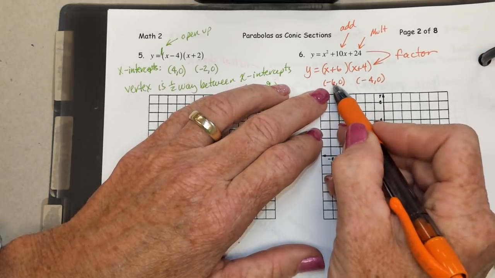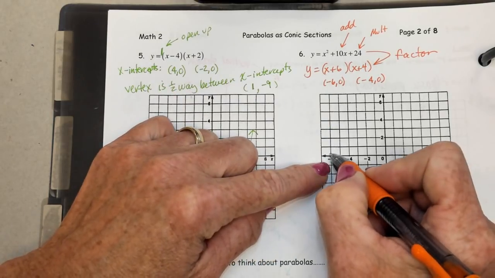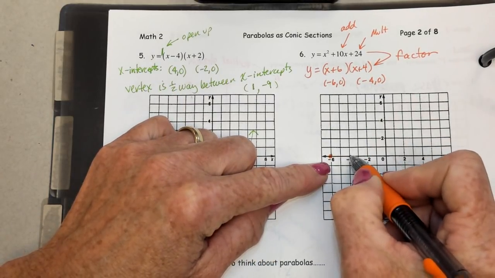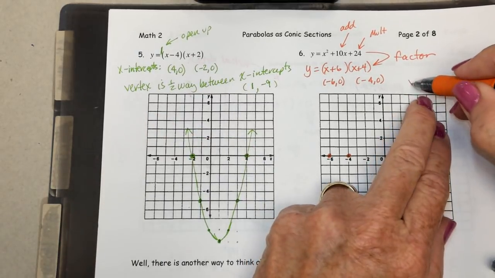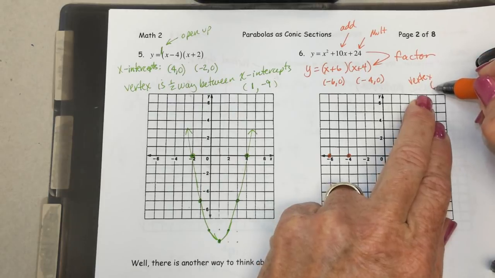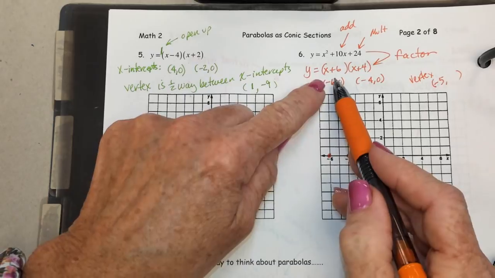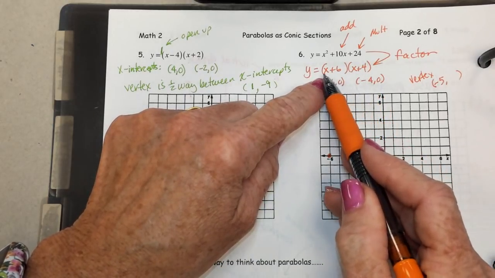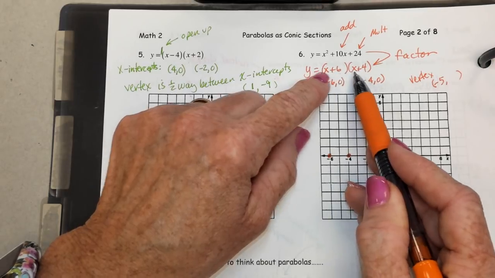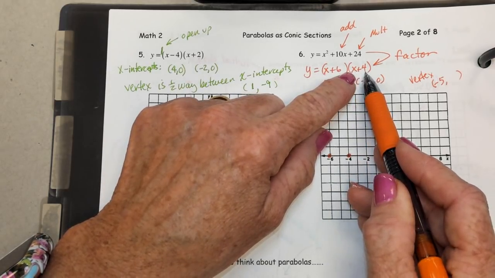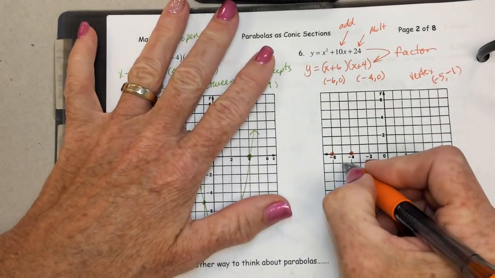Remember, in the parentheses, opposite sign. So -6, 0, -4, 0, right there. We know the vertex is halfway in between. That's going to be at -5, comma something. Plug a -5 in, and it's easier to plug the -5 into the factored form. -5 plus a 6 is 1. -5 plus a 4 is -1. 1 times -1 is -1.